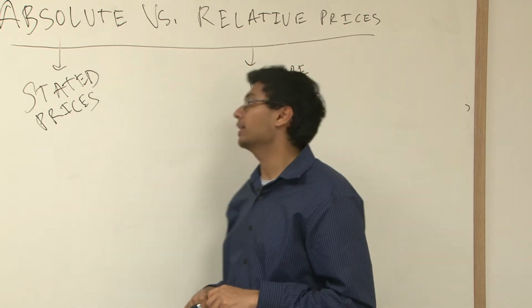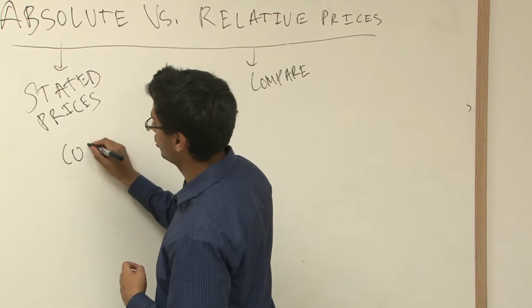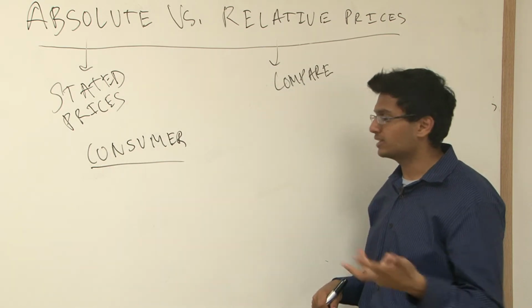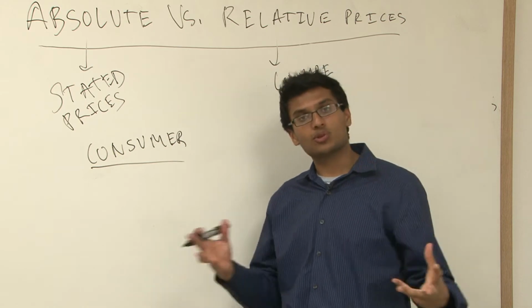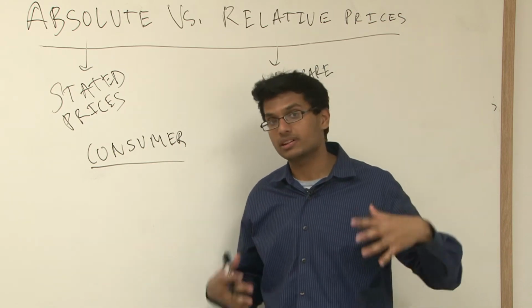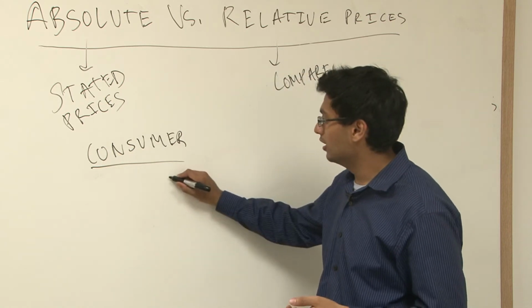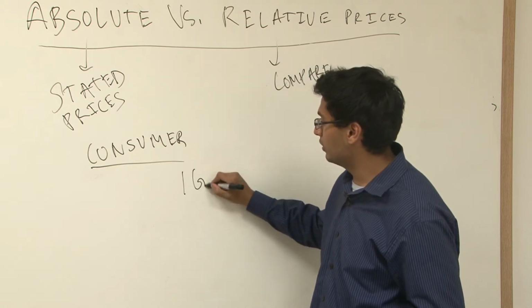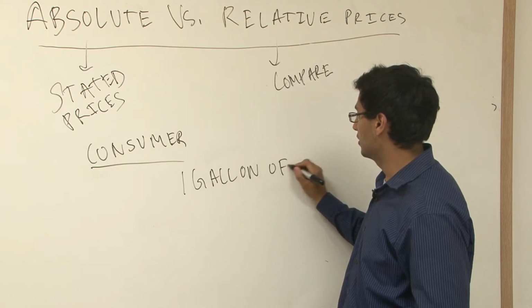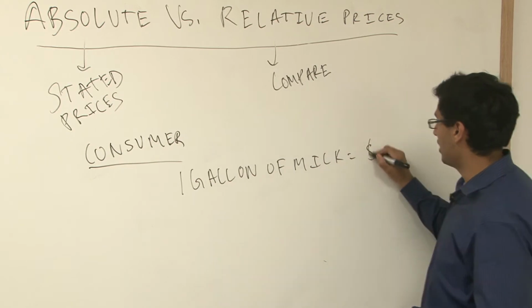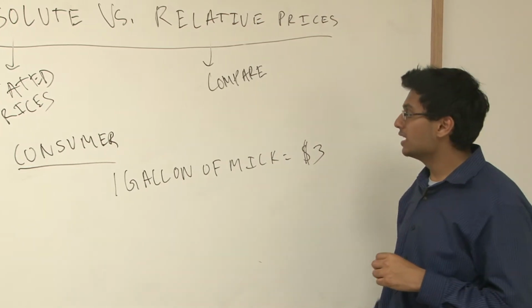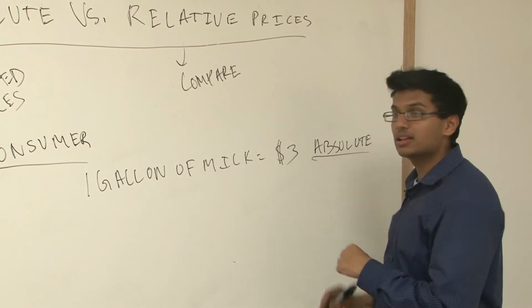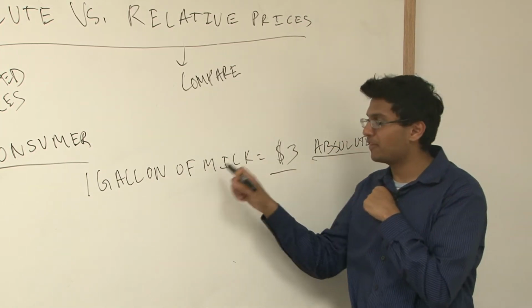So in absolute prices, let's say this is the view of a consumer. This is how a consumer will think. Let's say in our example that a gallon of milk or a liter of milk, depending on where you live in the world. In the US, we go by gallon, other parts go by liters. I'm going to go with gallon, but you can surely put liter if you want. Let's say 1 gallon of milk is equal to $3. This is the absolute price. $3 is the absolute price. That's how much I pay for the gallon of milk.